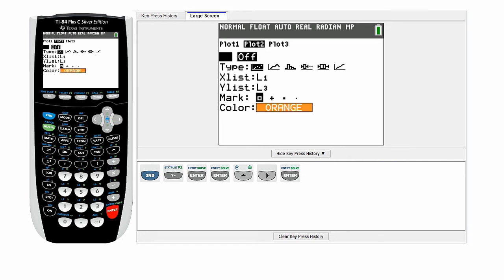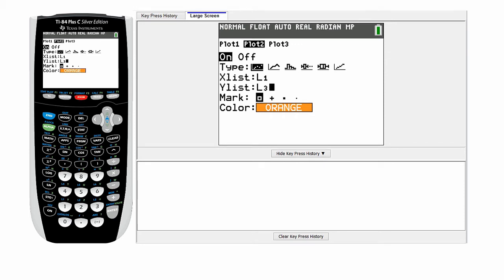If I arrow up and to the right, we have plot 2 highlighted. Press enter. And now we can set up plot 2, which will be for American. Enter to turn it on. I do want scattergram. I do want my X list to be L1 because that's time. Arrow down. The Y list needs to be L3. By default, it's L2. To change it to L3, I press second, then 3, then enter, and it will now be L3. I'm ready to graph.